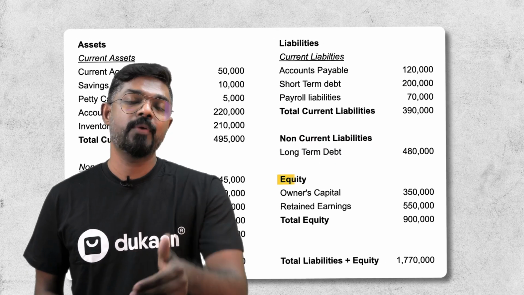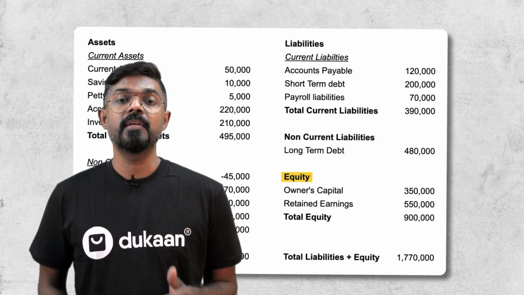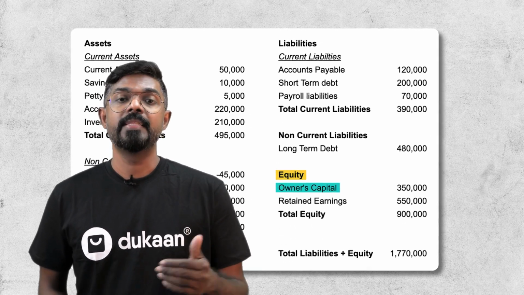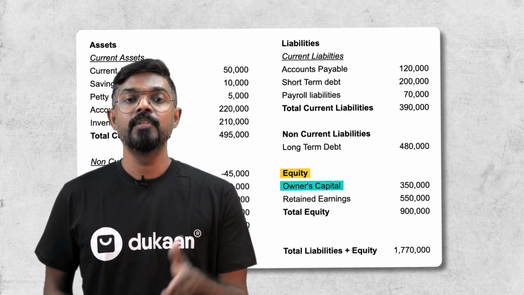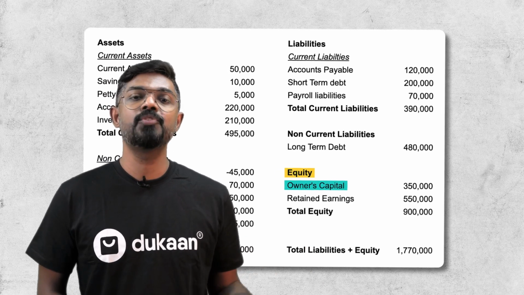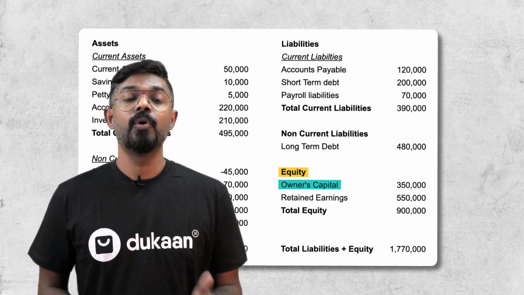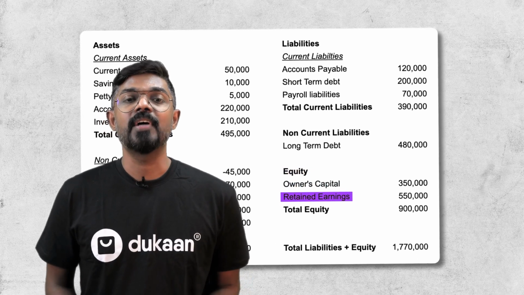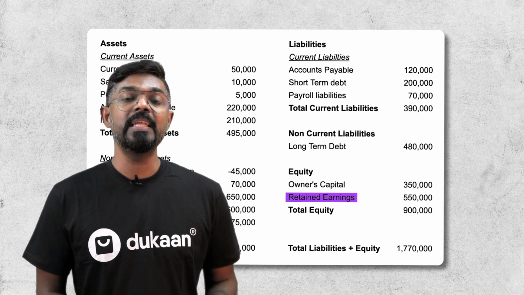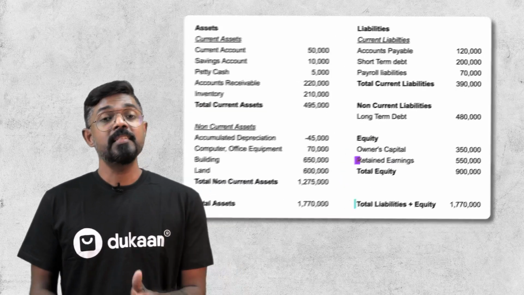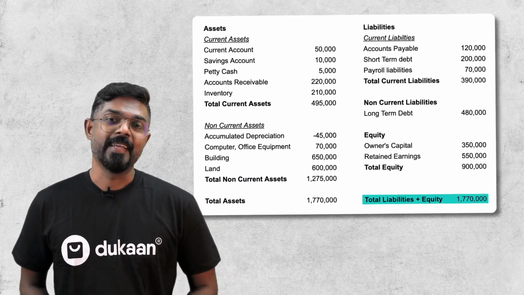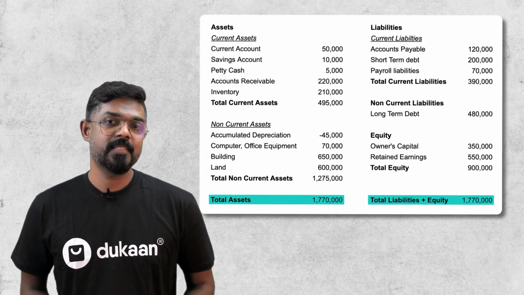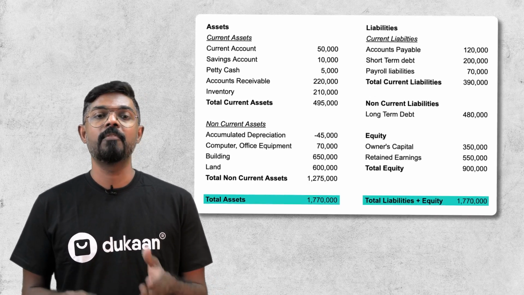Now we move on to equity. For small businesses, this generally consists of the owner's capital only, that is money invested from your pocket to start the business. If by chance you have investors, their investment would go here. Retained earnings are simply profits that you would reinvest in your business. These are the total liabilities of Mano Supermarket. They should be equal to their assets. This is all about the components of a balance sheet.